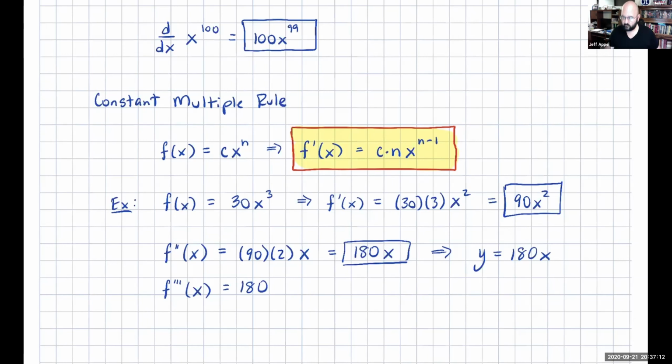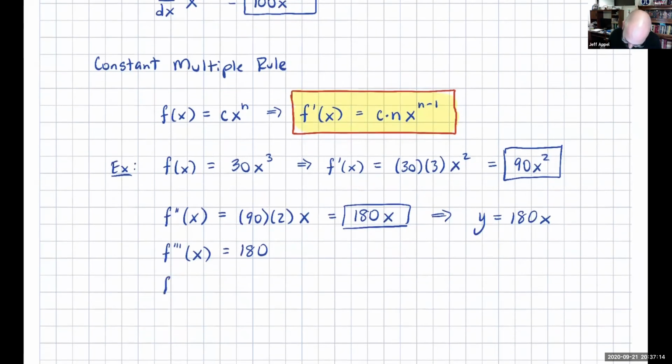Now, could we even go further? Yeah, we could. It's getting obnoxious now. I wasn't even planning on doing the second one, but we've gone down the rabbit hole. We have to keep going now. The derivative of 180. Well, 180 is a constant. First thing I told you in this section, as far as these rules were concerned, was the derivative of a constant. And the derivative of a constant is 0.